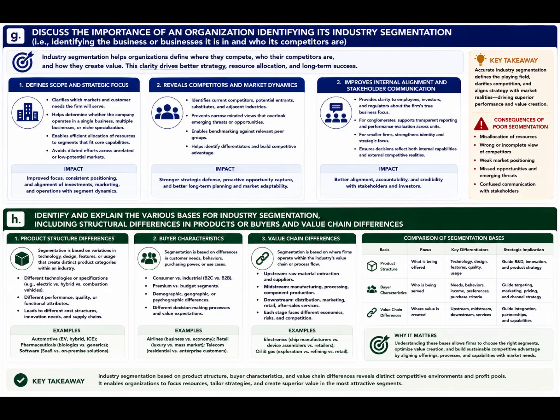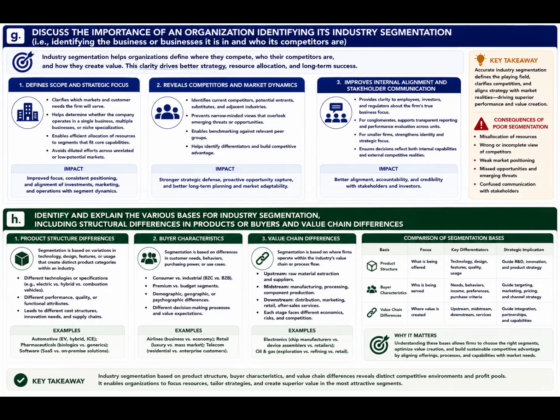Segmentation may also arise from differences in buyer groups or customer characteristics. Buyers may vary in purchasing power, usage patterns, service expectations, or geographic concentration. Retail consumers, commercial clients, and government entities often have distinct requirements and decision-making processes. Understanding these differences allows firms to tailor pricing strategies, distribution methods, and customer service approaches to each segment, improving strategic alignment and value creation.